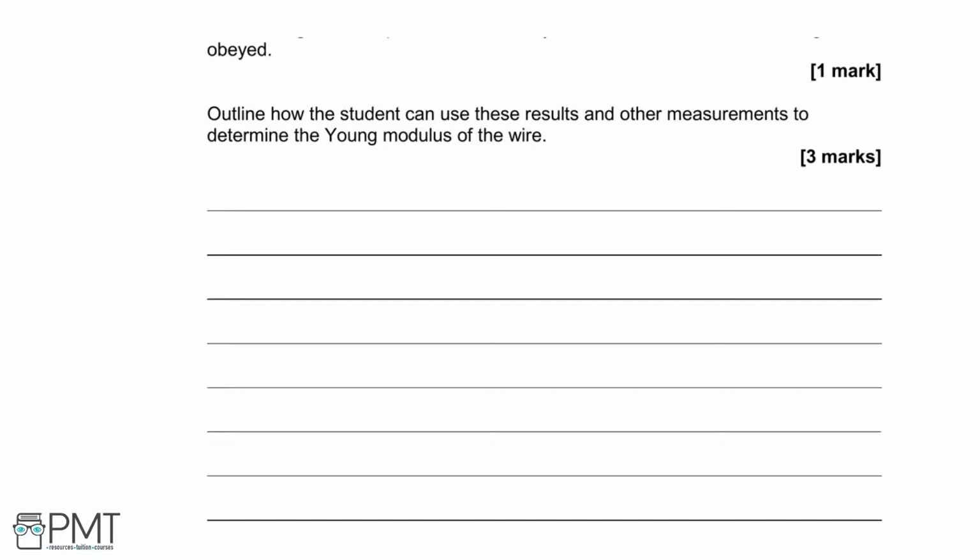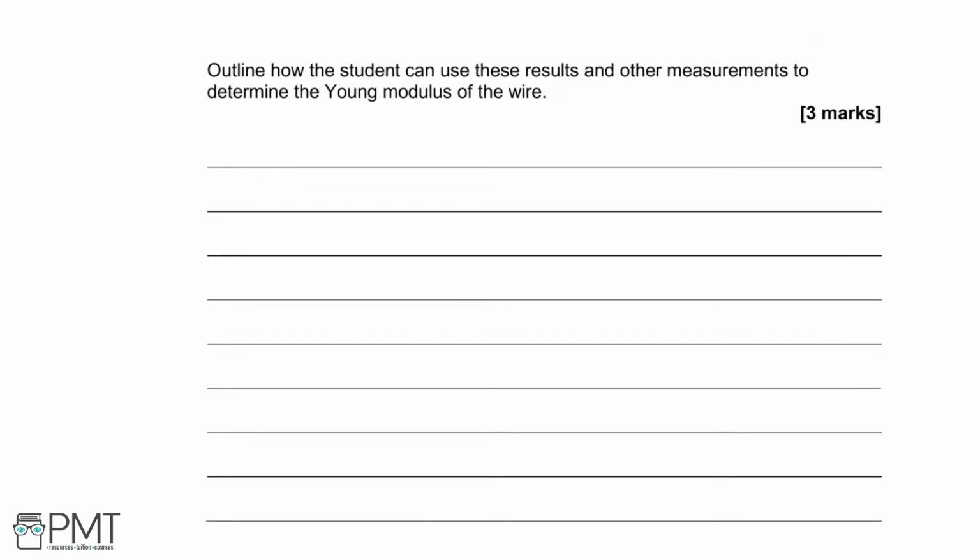Outline how the student can use these results and other measurements to determine the Young modulus of the wire. So we're going to use the Young modulus equation, but we're going to modify it slightly. I'm going to use a capital Y to represent the Young modulus first of all. And I've written that Y is equal to sigma divided by epsilon. Now sigma is the stress, which is force divided by cross-sectional area, remember we looked at that before, and epsilon is the strain on the material, which is equal to extension x divided by original length L.